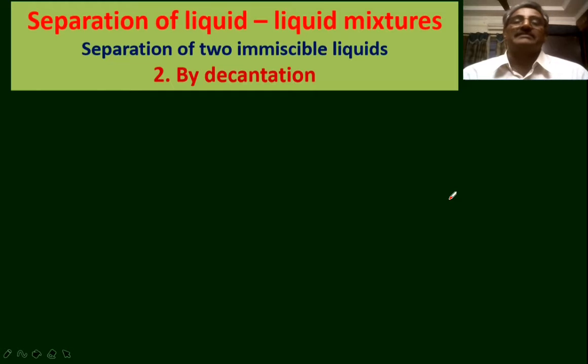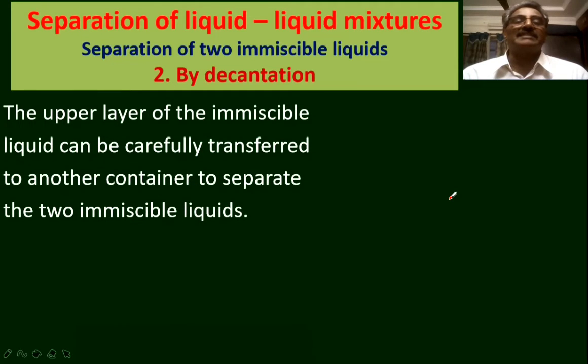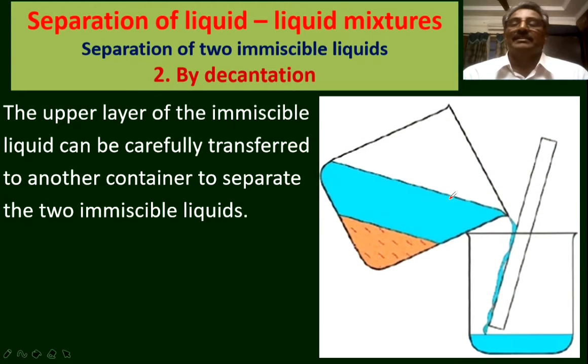By decantation. Decantation is nothing but the careful transfer of a liquid from one container to another container. When two immiscible liquids are taken in a container, the upper layer of the immiscible liquid can be carefully transferred to another container to separate the two immiscible liquids. This is shown in the figure. The upper layer is carefully transferred to another container.